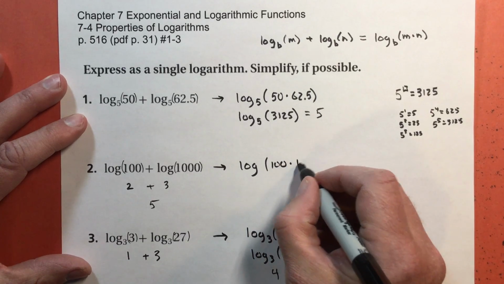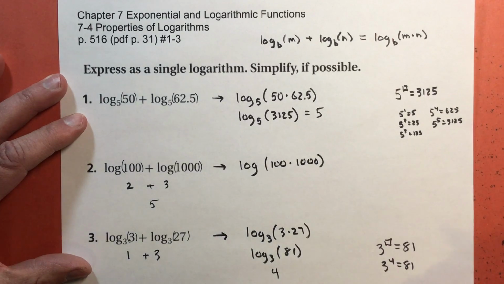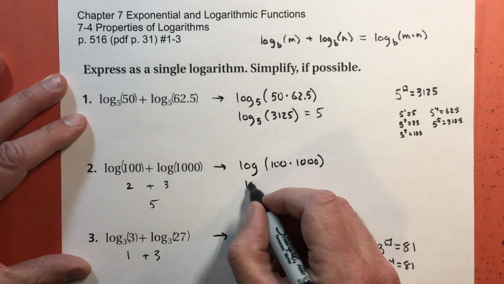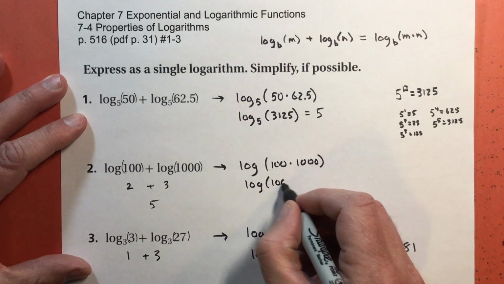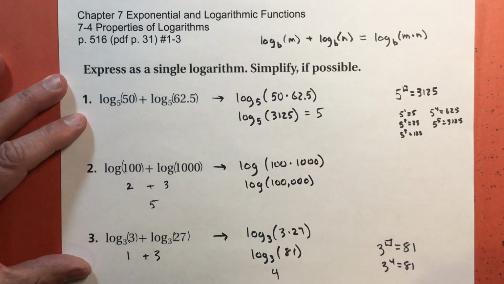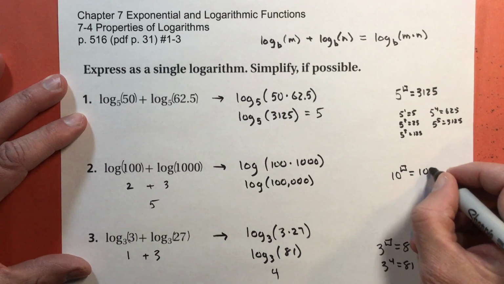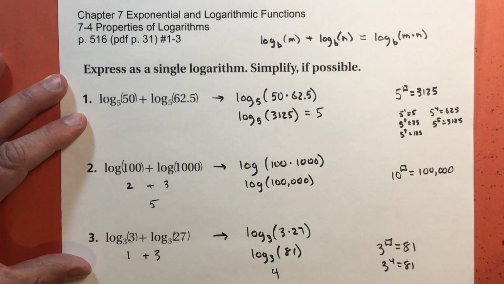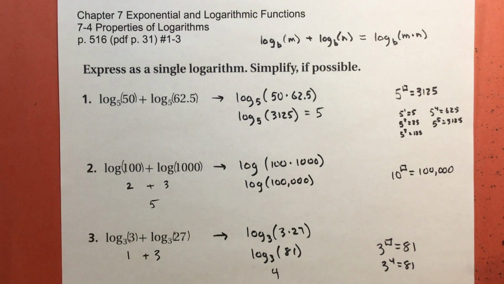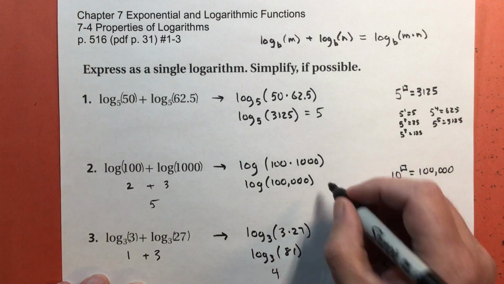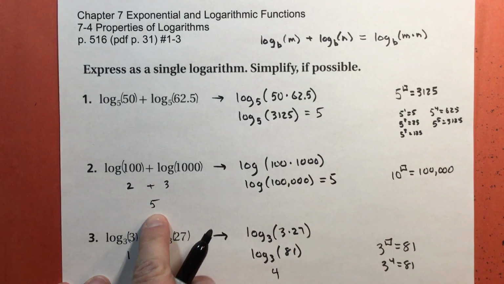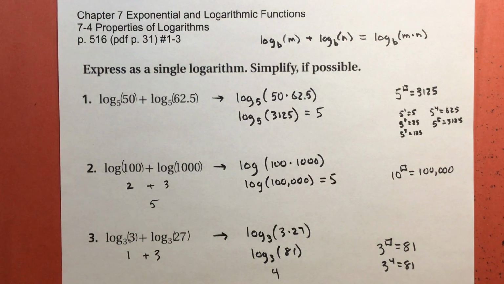100 times 1,000. And if I simplify, I get log of 100,000. Of course, now I'm asking 10 to what power equals 100,000. And what's so nice about the common logarithm and the powers of 10? Just count the zeros. 1, 2, 3, 4, 5. That equals 5, which is what I said it would over there.